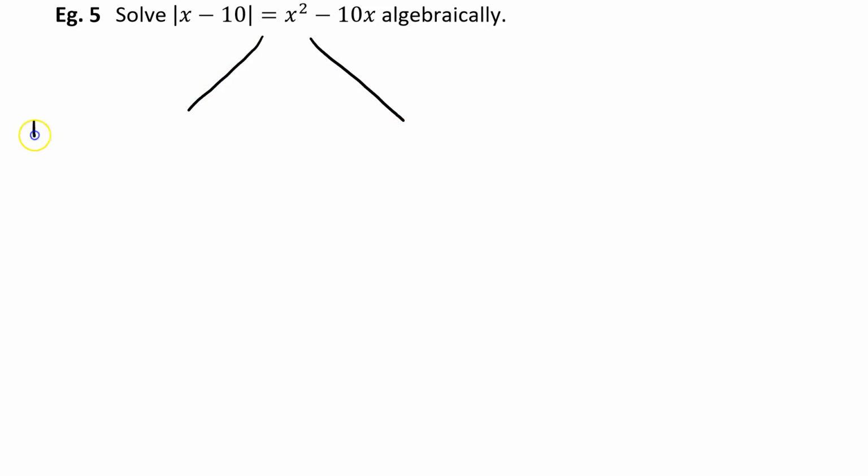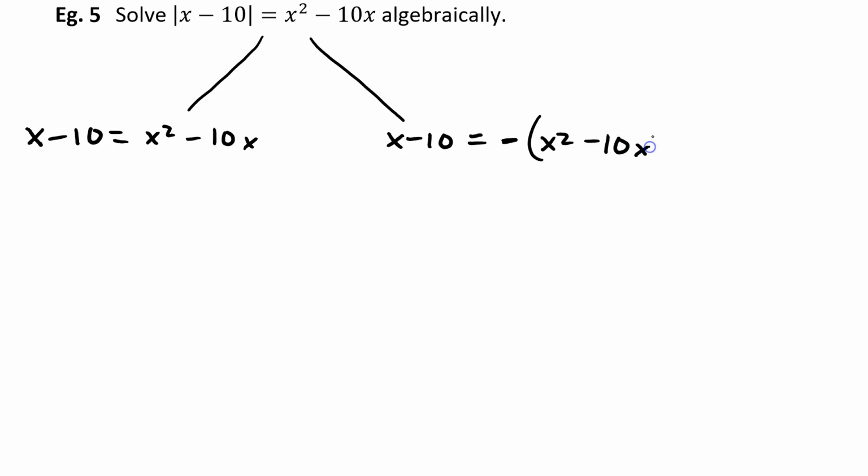I'm going to say absolute value, x minus 10 equals x squared minus 10x. And on this side, I'm going to say x minus 10 equals negative, and then I'm going to put the whole right-hand side in brackets, x squared minus 10x. All right, so I'm just going to bring everything over to this side because it's a positive x, and I like that. So I'm going to subtract x from both sides and add 10.